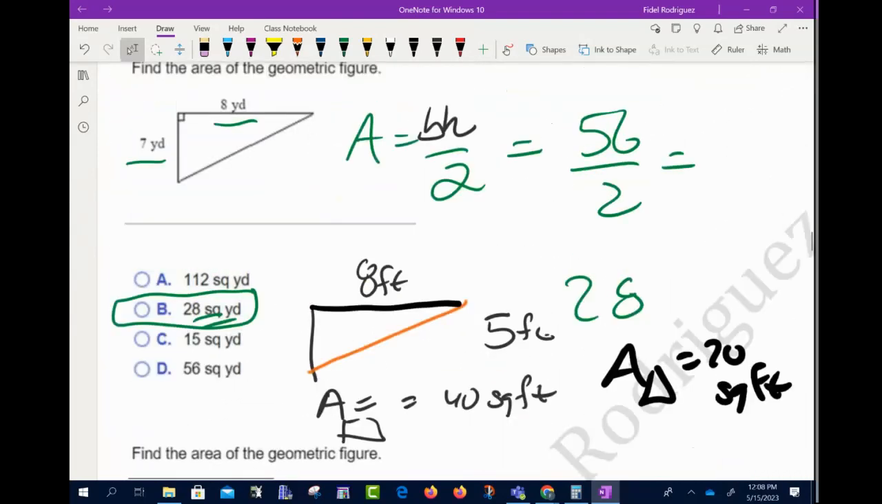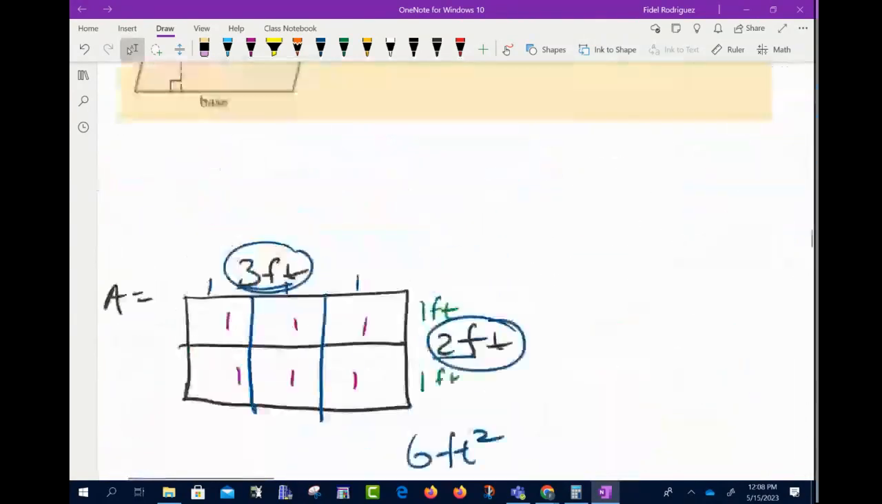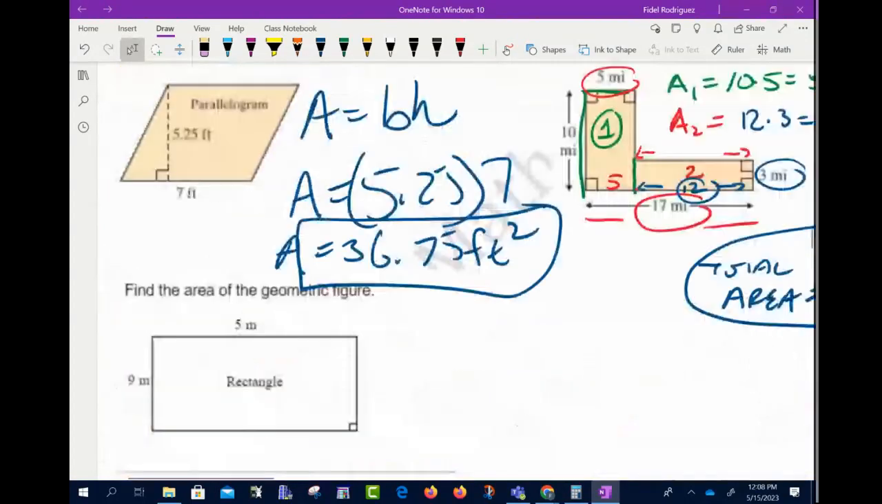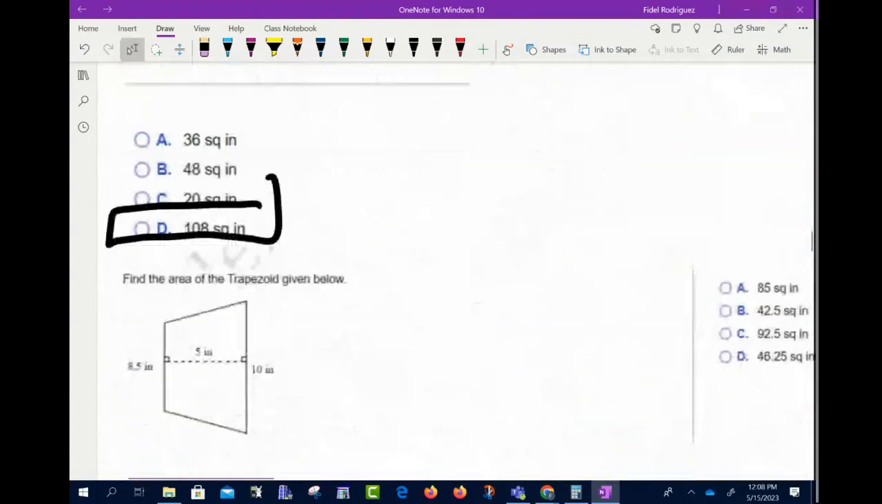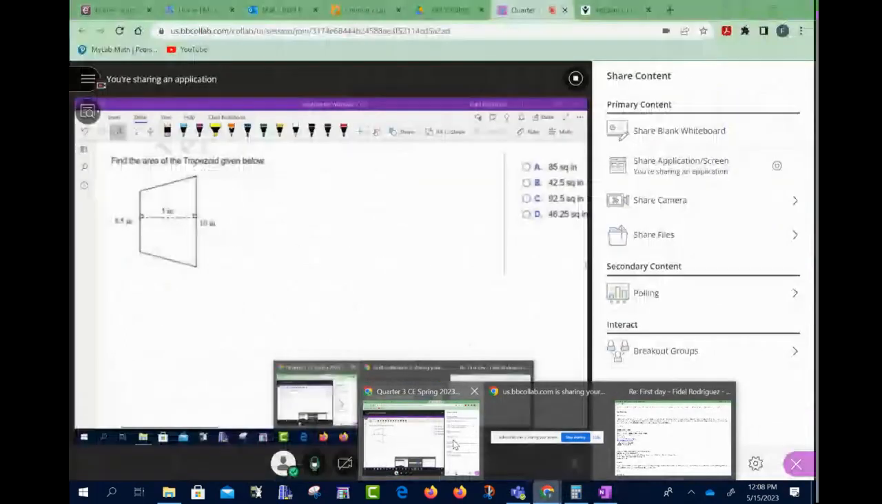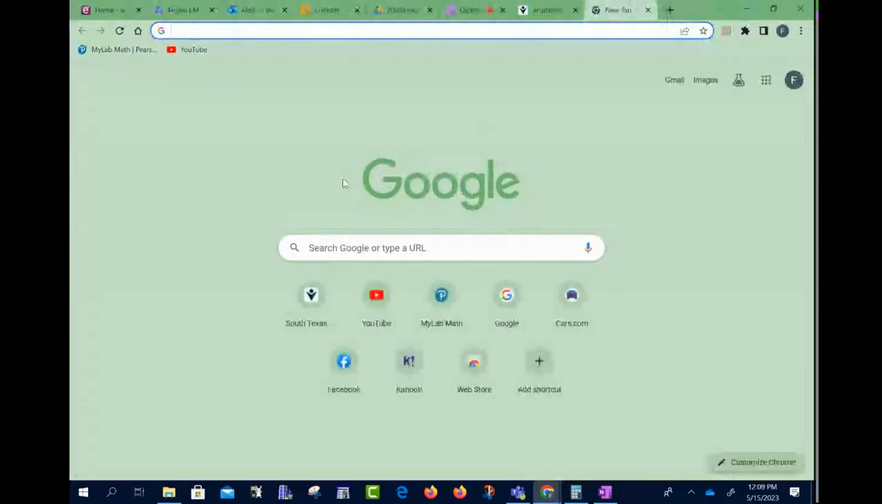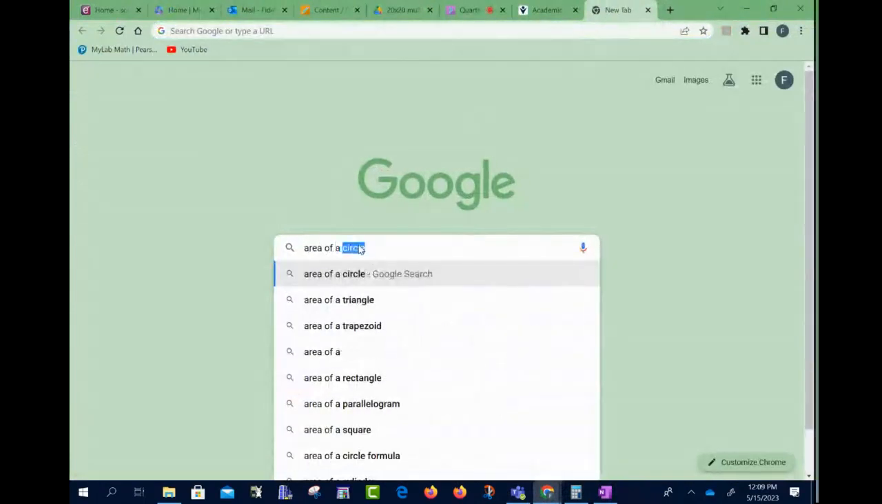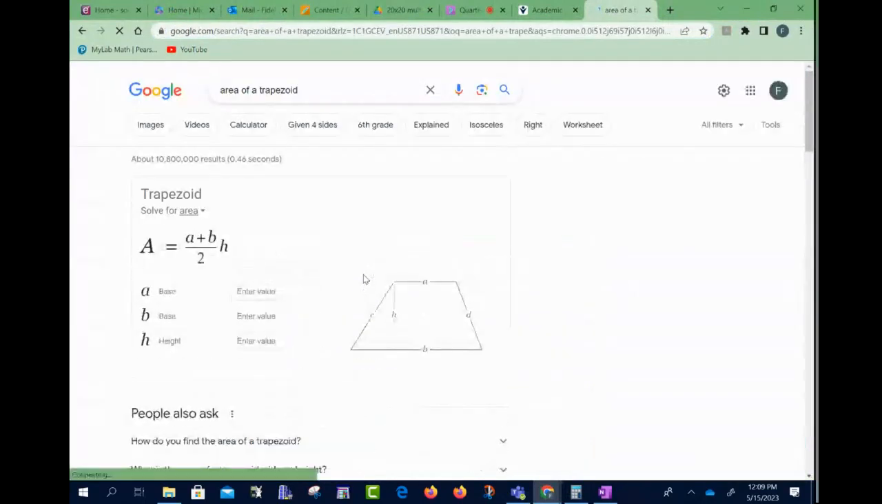Let me scroll back up to the top. Do we have it here? Oh, okay. I didn't give it to you. So look, this is what we're going to do. When we don't know, what do we do? We don't do it. I like that too. Okay, area of a trapezoid, in case you forget.